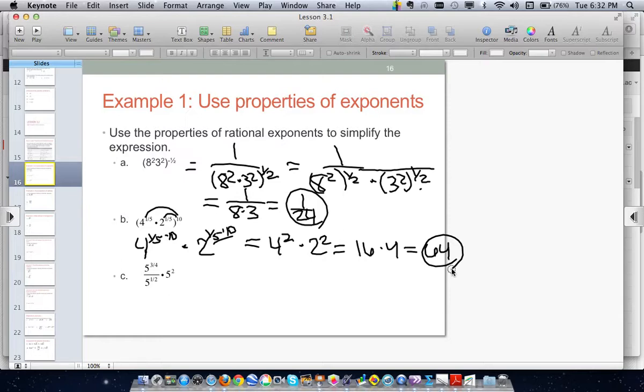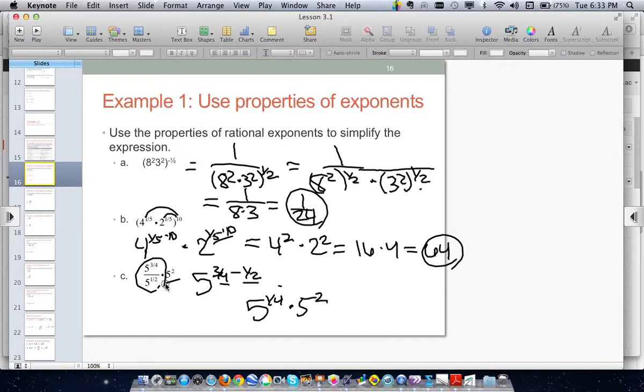All right, example C, we have 3 parts going on here. So first thing I want to do is go ahead and simplify this rational division problem here. So I'm going to subtract the exponents. So this is 5 to the 3/4 minus 1/2. Now 1/2 is also the same as 2/4. So 3/4 minus 2/4 would give us 1/4. And then we are going to square that, or multiply it by 5 squared.